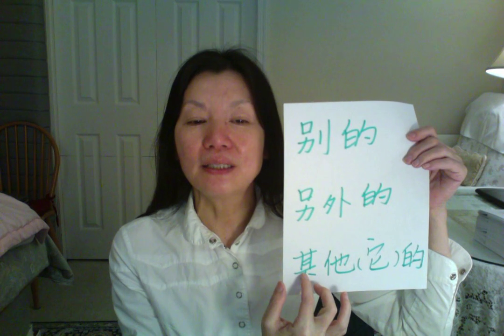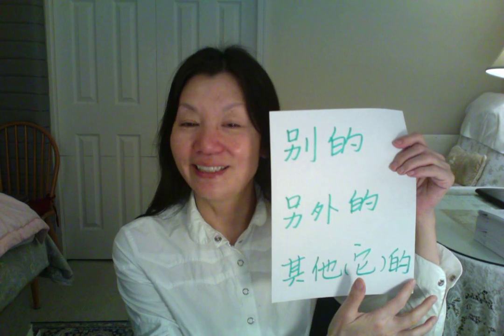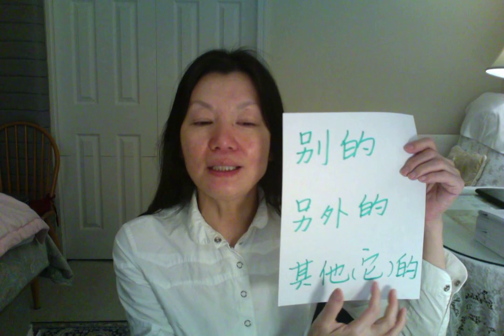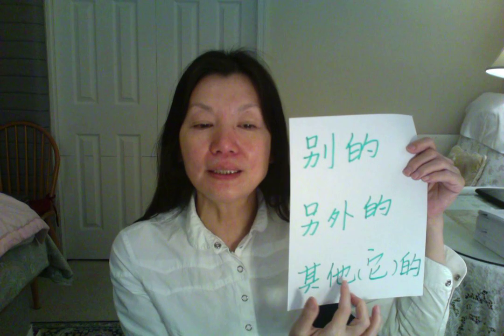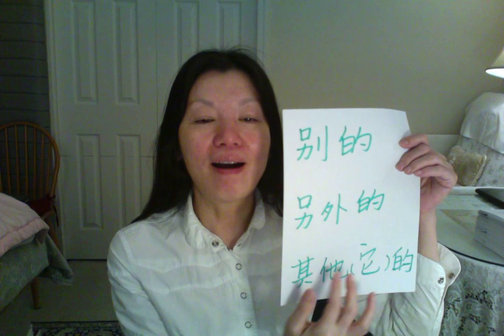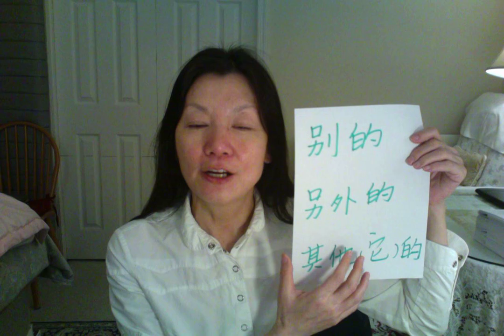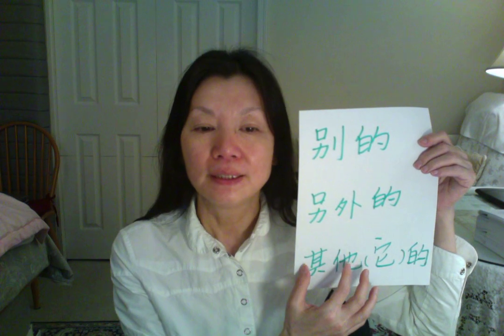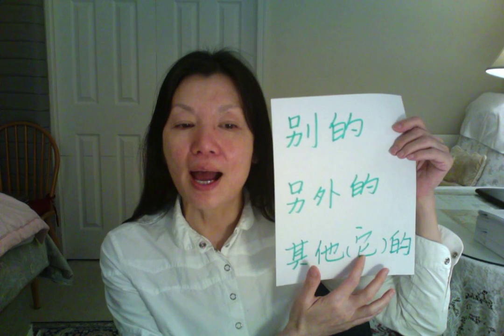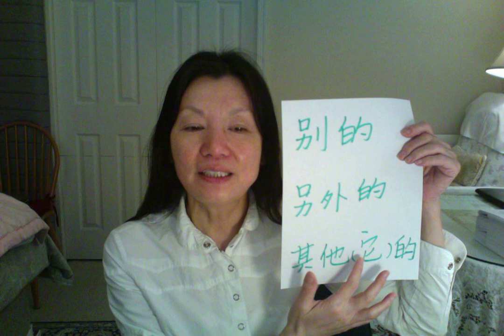When you say other person, you can say 其他的人, okay? You can say 其他人, I can drop the 的. I can use it, but I don't have to. I can say 其他人 or 其他的人. 其他的人都去图书馆了. Other people all went to the library to study. Then the next one, 其他的, is for things.